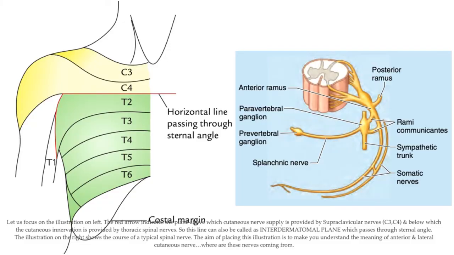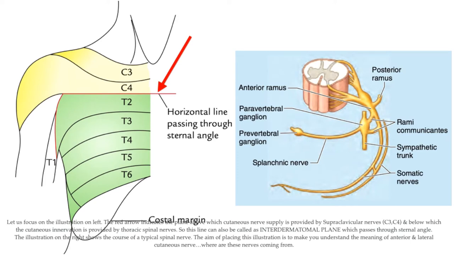The illustration on the left, let us focus on that. The red arrow indicates the plane above which the cutaneous nerve supply is provided by the supraclavicular nerve, which has the root value C3, C4, and below which the cutaneous innervation is provided by thoracic spinal nerves. So this plane can also be called the interdermatomal plane, because above this, cervical spinal nerves take care of cutaneous innervation, and below this, thoracic spinal nerves provide the cutaneous innervation. This interdermatomal plane passes through the sternal angle of Louis.